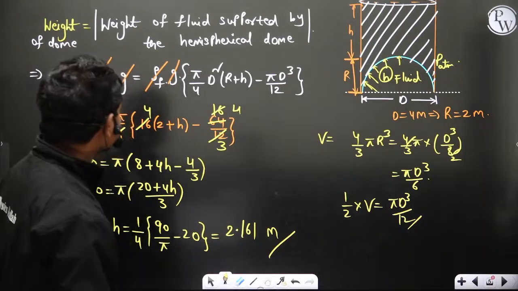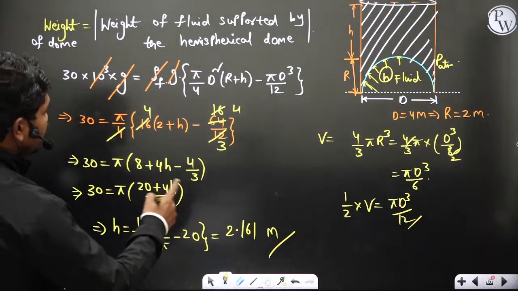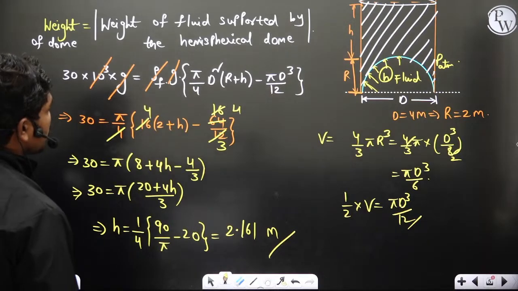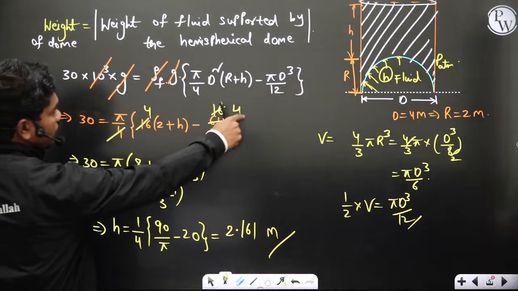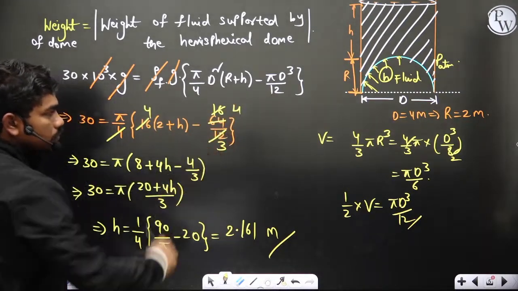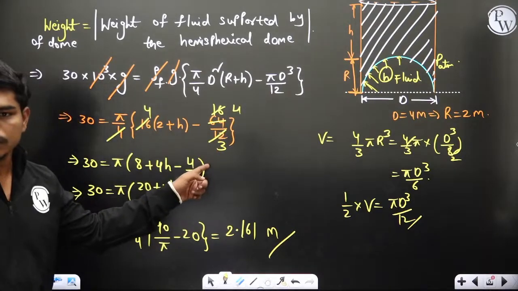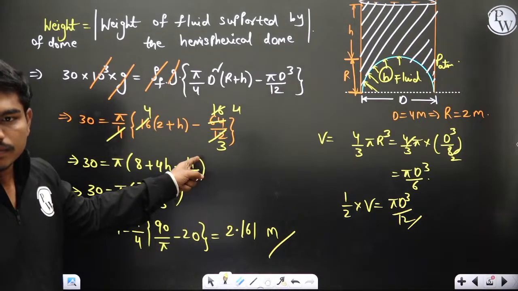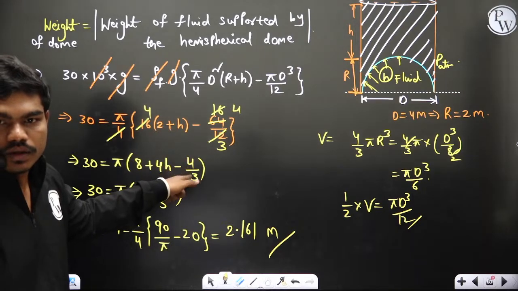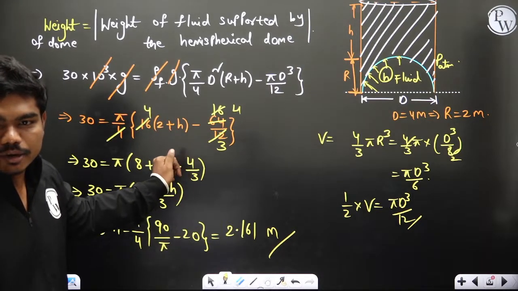Because pi by 4 is common, we have taken pi by 4 common. If you take pi by 4 common, then what happens? It should be 3, no? So in the last term the denominator is 3.